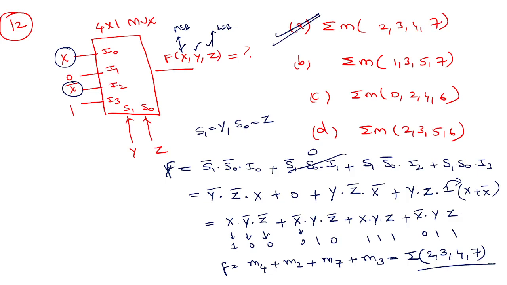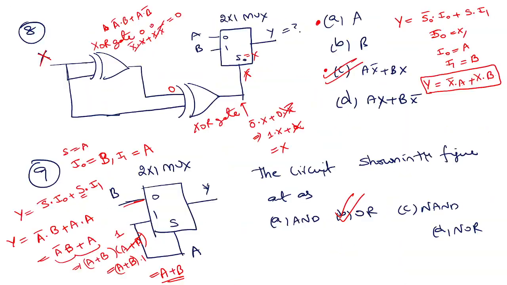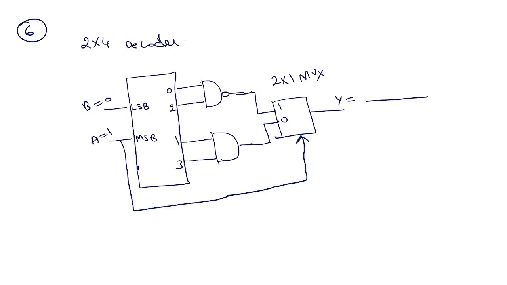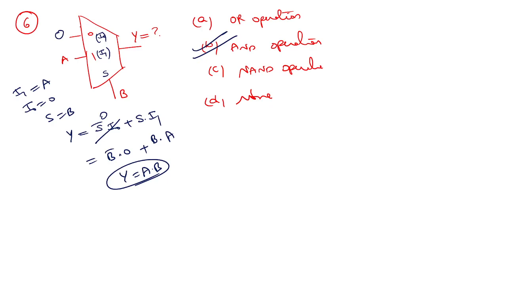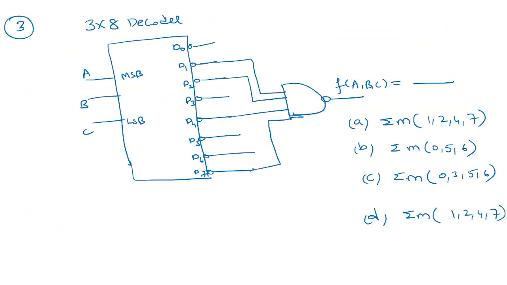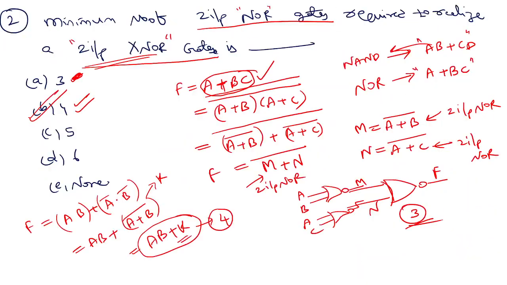Okay, this is how some questions on multiplexer are. So we have a few problems on decoder, something like this. I'll just explain the decoder. Maybe next week we will start solving the problems, right?